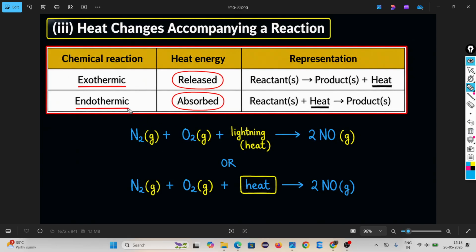Look, there is an endothermic reaction example. When nitrogen reacts with oxygen in the presence of heat, lightning, because nitrogen is available in air and oxygen is available in the atmosphere, when lightning happens, it forms nitrogen monoxide. Look here, heat is consuming. How to write? Plus heat. In the reactant side, you have to write heat. Otherwise, you can write it here also. Okay.